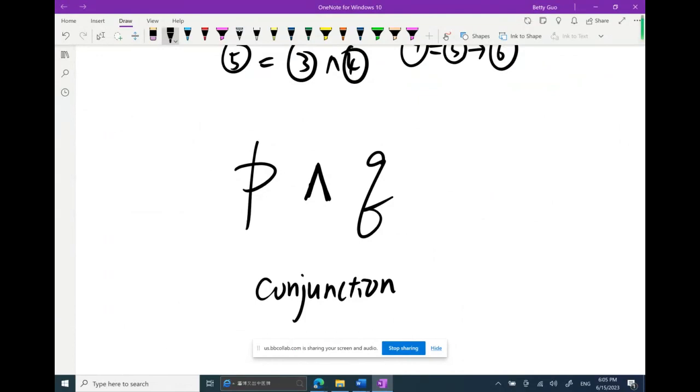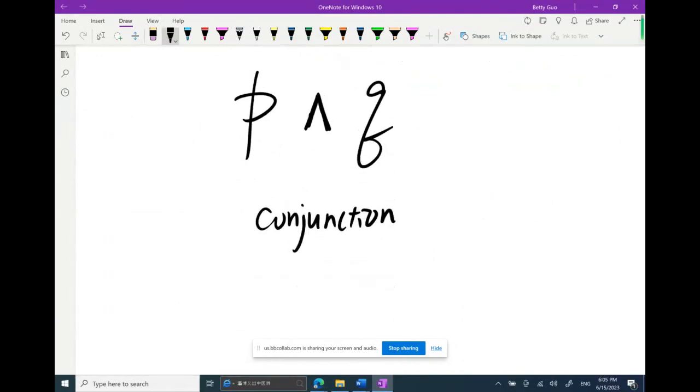If you are taking notes, please write down this sentence. For a conjunction to be true, both of the two component statements must be true. Let me repeat it. For a conjunction to be true, both of the two component statements must be true. What is a component statement? This is one component, this is another component, with the conjunction symbol in between. That gives us a conjunction of the two components. Again, please write down the sentence.